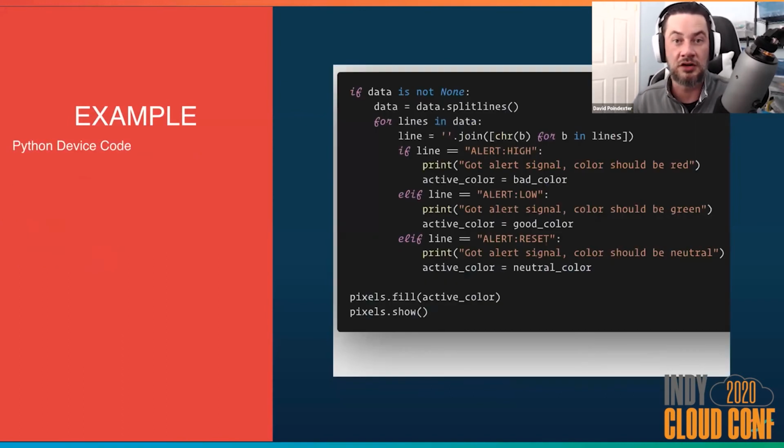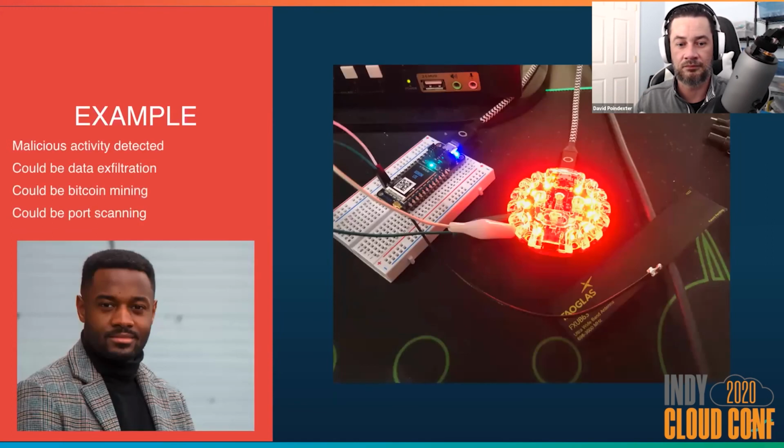So here's a little zoom in on what that code looks like. Again, all of this code is up on GitHub. This is what this looks like. It's in the while loop. And while we're getting data off the serial, we're just going to split on that, and we're going to do the most naive check ever, where we're saying, do we get this? And we're just going to set a variable for the active color, and then we're going to fill the pixels with the active color, and then we're going to show the pixels with the light on every loop in the while loop. That's what it looks like when malicious activity is detected.